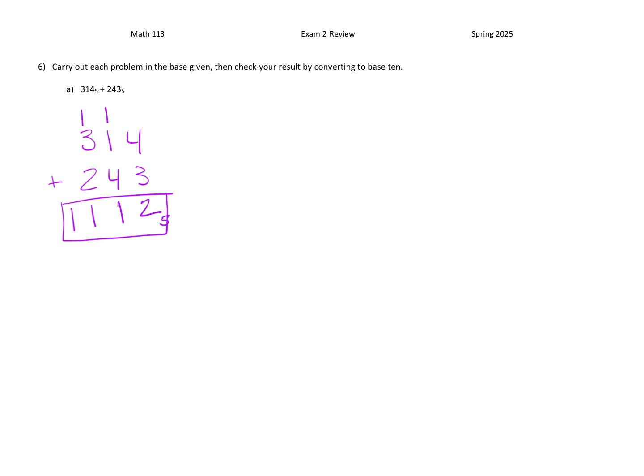Okay, so to check, I'm going to convert to base 10. So I'm going to convert each of my numbers, 314 base 5, to base 10. In base 5, my place values are 1s, 5s, 25s. So this is going to be 3 times 25 plus 1 times 5 plus 4 times 1. And that's 75, 80, 84, base 10.